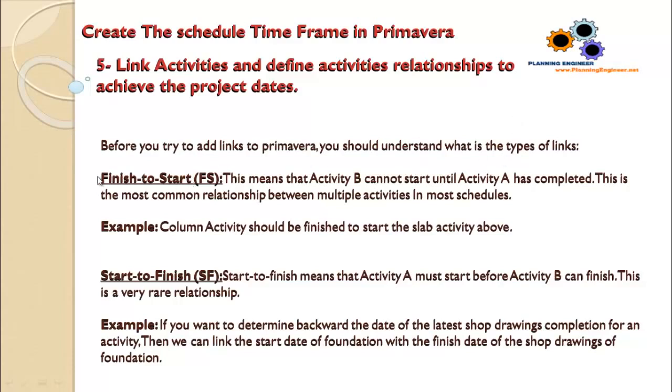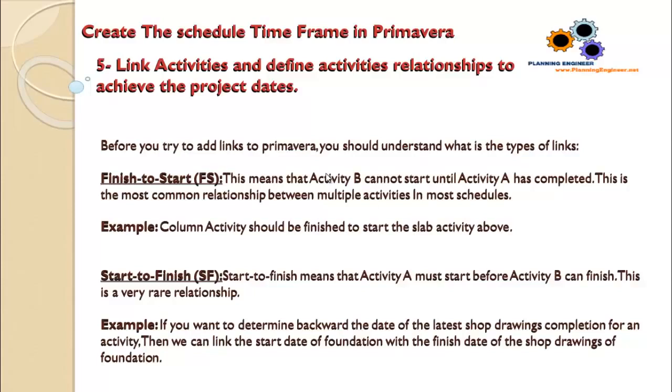We have the finish to start relationship. This means that activity B cannot start until activity A has completed. This is the most common relationship between multiple activities in most schedules. Example, the column activity should be finished to start the slab activities above.